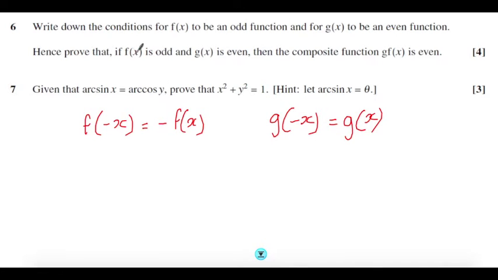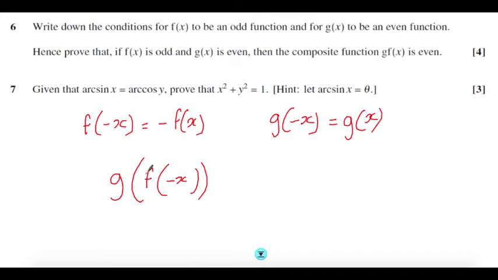Hence prove that if f of x is odd and g of x is even, g of f of x is even. Right, so let's think about g of f of x. Now if we want to show that this is even, then we need to start with g of f of minus x and get to just g of f of x, just like this definition here. So let's see what we can do.